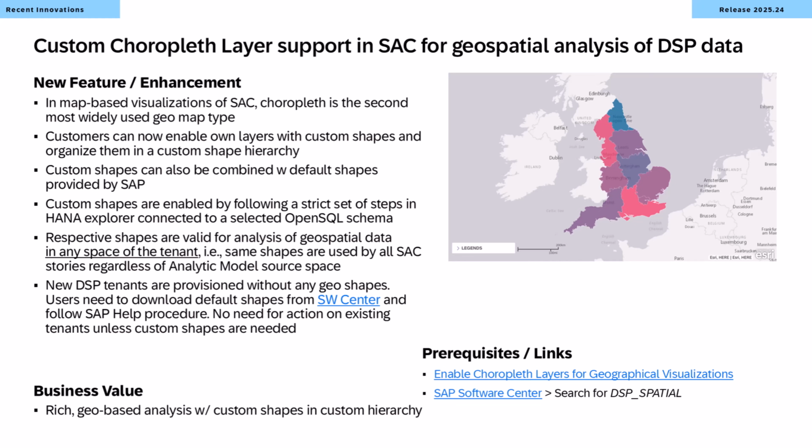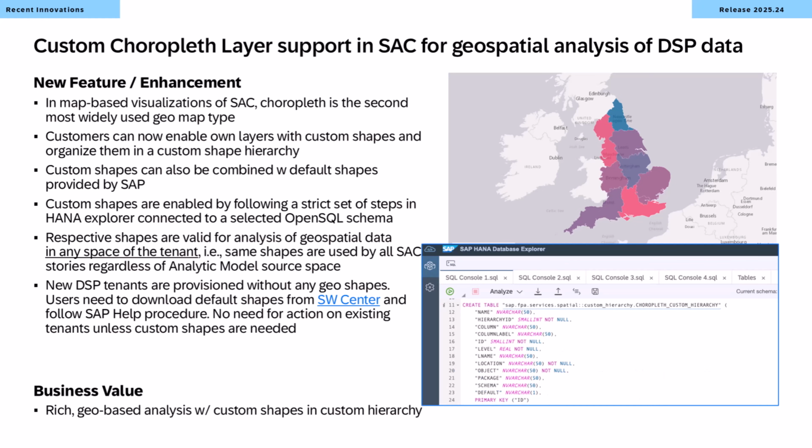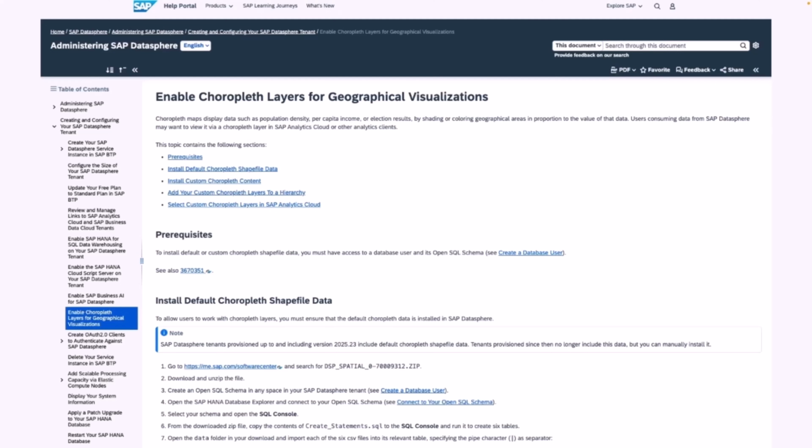Let's go to a demo now. So this is how the HANA Database Explorer looks. In order to display visualizations of geographical data, we need custom choropleth layers. This means we have to import what are called shape files.